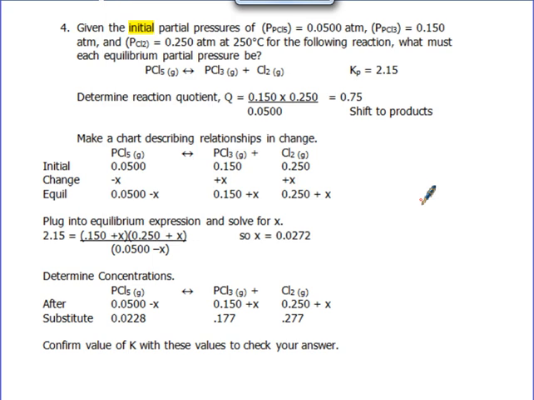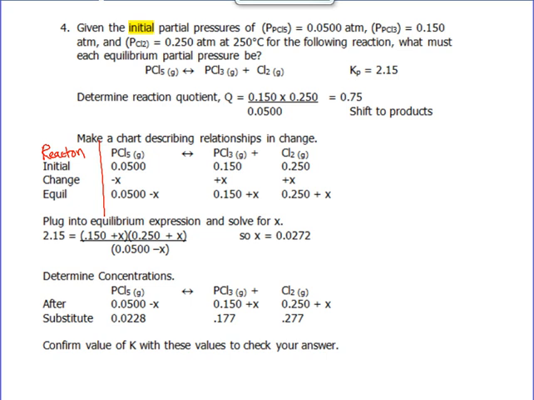Alright, in this video we're actually going to do 4 and 5. 4 and 5, we're going to see our first ICE tables. ICE is reaction, initial, change, equilibrium. It is a way of organizing your data to make it more manageable. Let's go ahead and read the question.